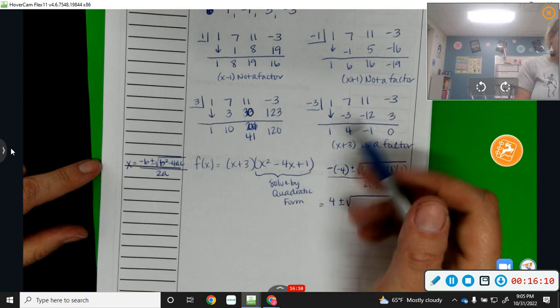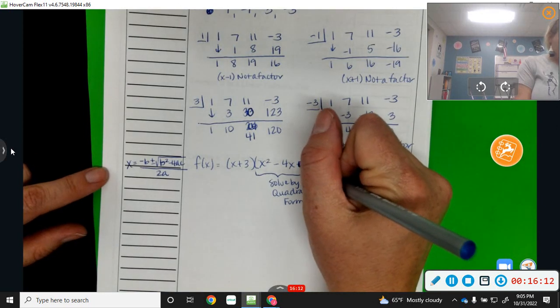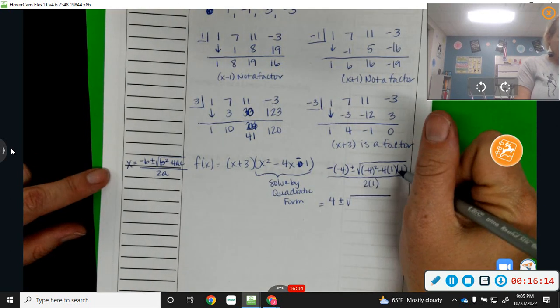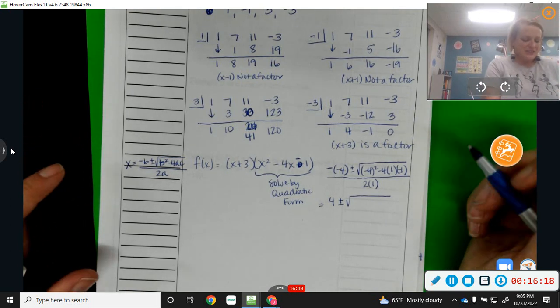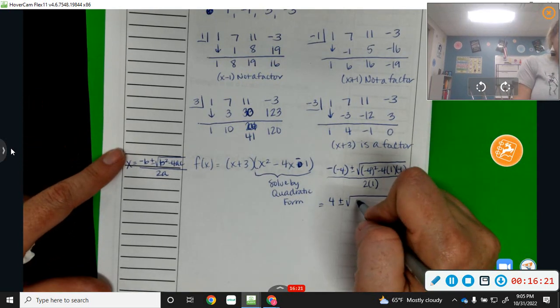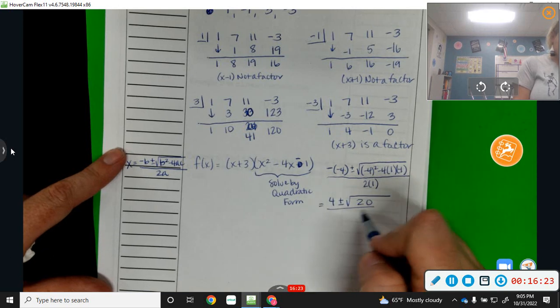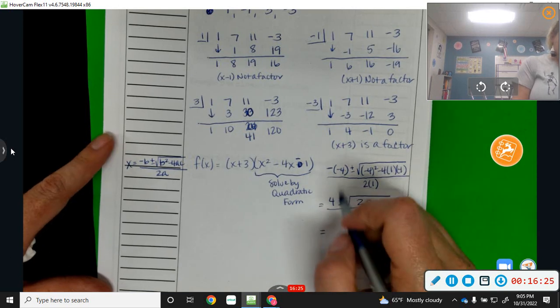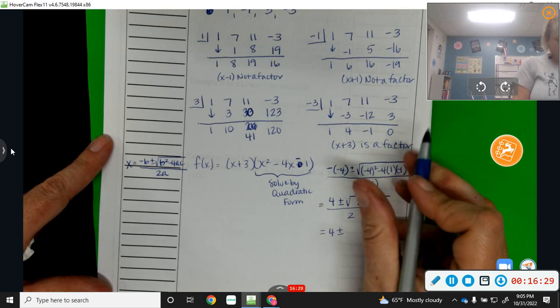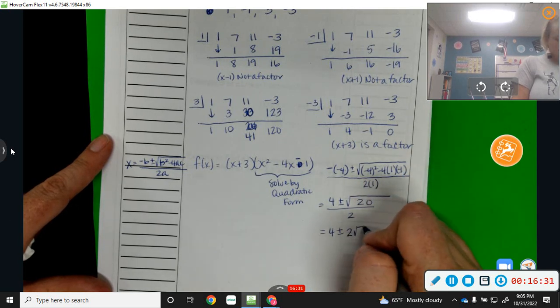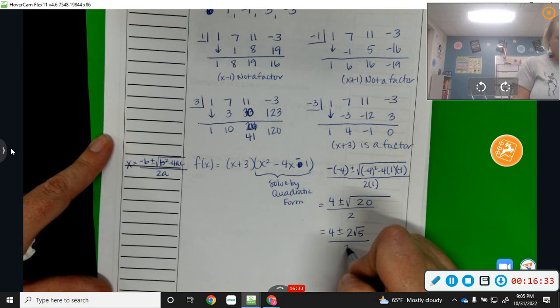I wrote this wrong, didn't I? This is a minus 1. I'm so sorry, y'all. I am so tired right now. Okay, so this is 16 and then plus 4, so this will be 20 all over 2. And the square root of 20 we know is the square root of 4 times the square root of 5, right? This is going to be 2 square roots of 5 divided by 2.